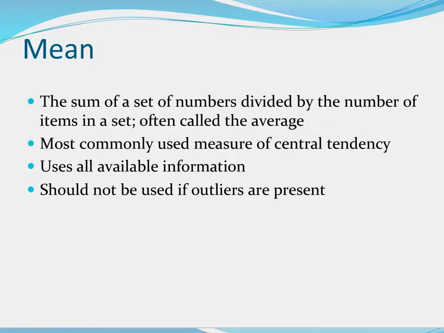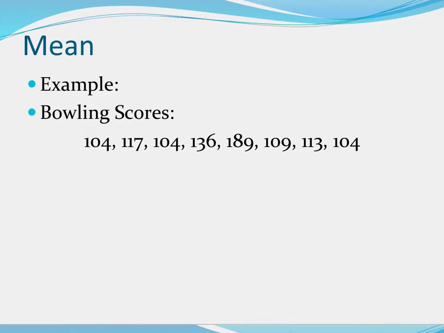A mean, when someone says the word average, like your average score, this is what they really mean. The sum of a set of numbers divided by the number of items in a set. Again, often called the average. Most commonly used measure of central tendency. Uses all available information. Should not be used if an outlier is present, because that kind of sets the whole thing off and gives us a false sense of what the actual mean or the average is. Okay, so mean, that's the first one.